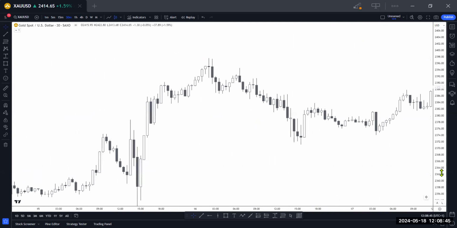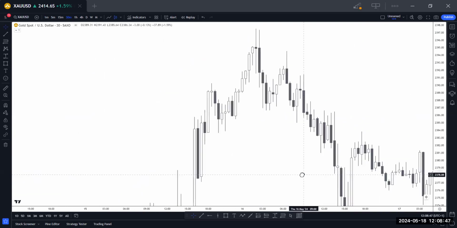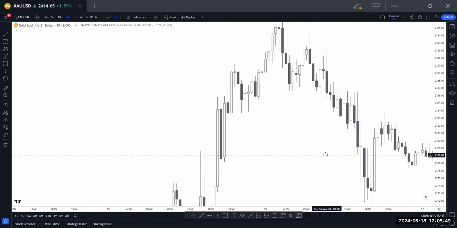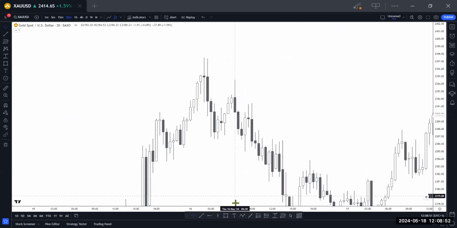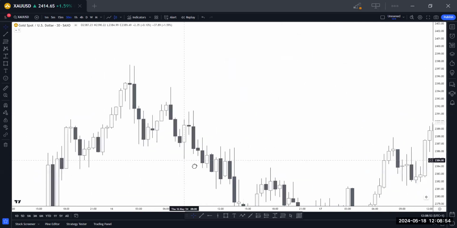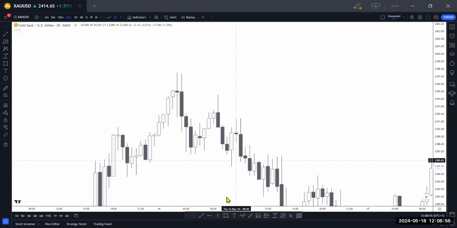So this M30, trying to look for something that will be a perfect example, right? So let's say this level here.